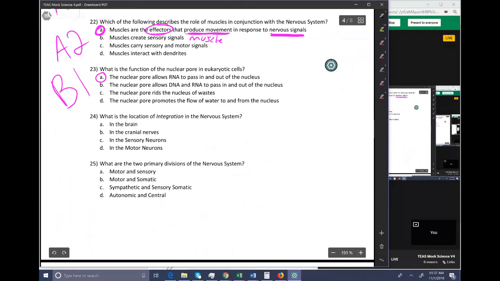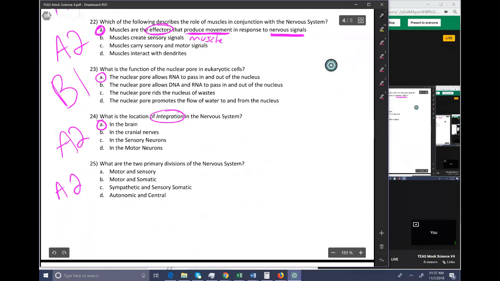What is the location of integration in the nervous system? This is Anatomy 2. Integration is a very specific word that describes the moment in time where a sensory signal is understood and a motor response is sent back out. That integration, where the two are combined, happens in the brain.